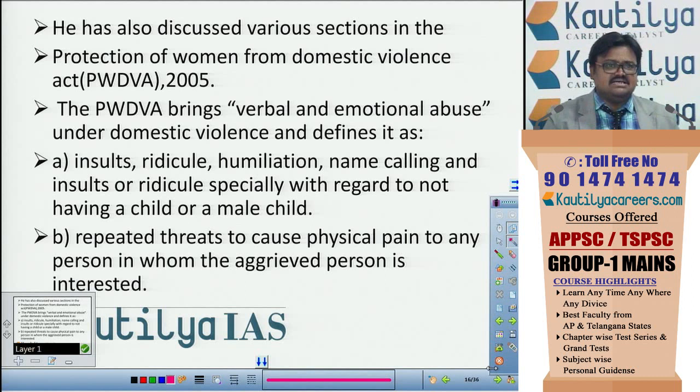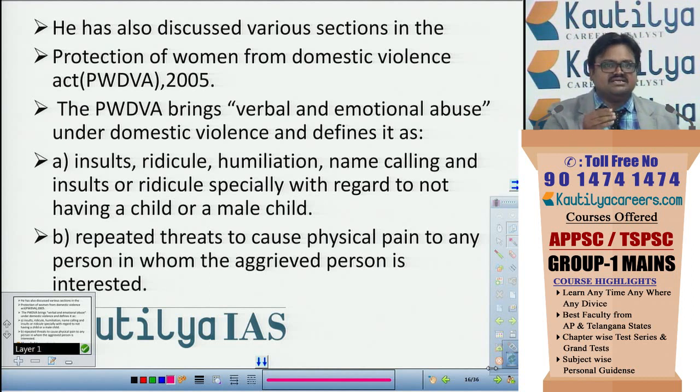Now he says that there is an act by the name of Prevention of Women from Domestic Violence Act. So therefore we call it the PWDVA Act. This came up in 2005. Now according to this act, any verbal or emotional abuse is considered to be domestic violence. So violence doesn't mean physically hitting somebody. Even verbal abuse or emotional abuse is also considered as violence.